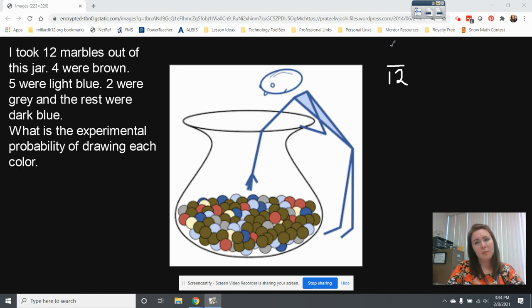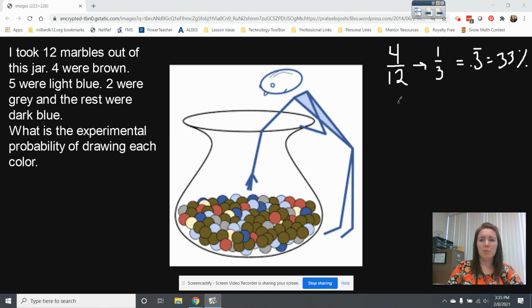4 were brown. Well, that means the top is 4 because the part in our experiment that were brown was 4. Now, looking at this picture, we sure thought that there were a lot of brown, but I only got 4 of them, which means if I simplify that, I only got brown 1/3 of the time, or 0.3 repeating, or 33% of the time. So my experiment showed me that about 1/3 of the time I've been drawing them. Whether there's actually 1/3 of the marbles that are brown, we don't know from the experiment. All we know is that we drew brown 1/3 of the time.